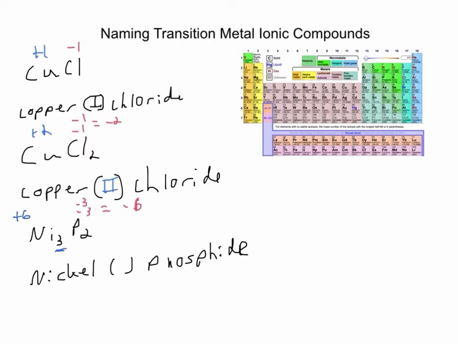Each nickel needs to have the same charge. So what we do is divide by the subscript. So we have 6 divided by 3 nickels, which gives us a +2 charge on every nickel. So this ends up being nickel(II) phosphide. So if you have a subscript with your metal, you must divide the total charge by it in order to figure out the charge on a single nickel.